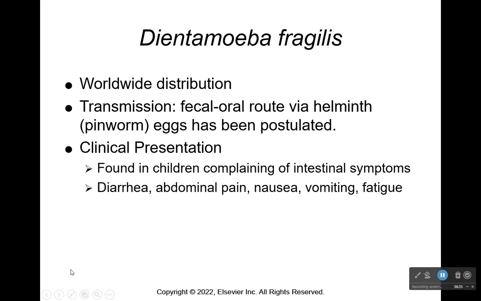Another one, Dientamoeba fragilis. This one, a lot of times it's found in children. They'll complain of intestinal symptoms, diarrhea, nausea, vomiting, tiredness. This one, they're not completely sure of the route of transmission, but it has been found along with pinworm infections. So they think it is transmitted inside the helminth or pinworm egg.